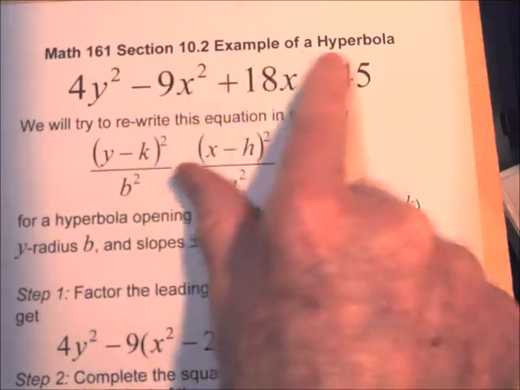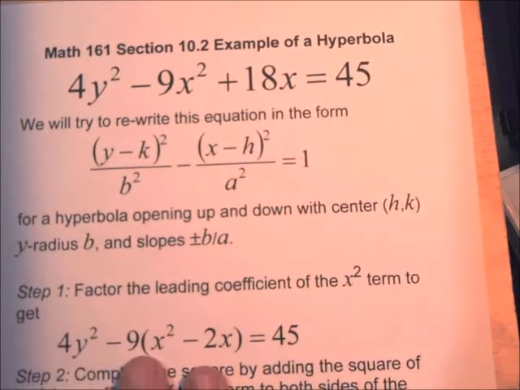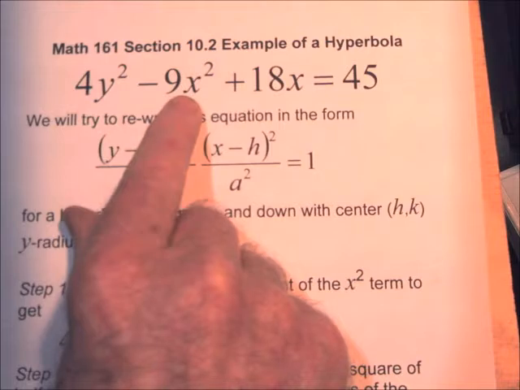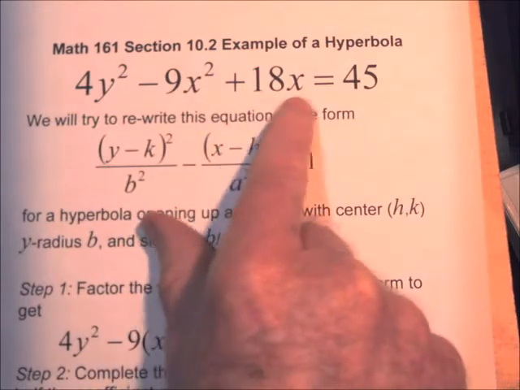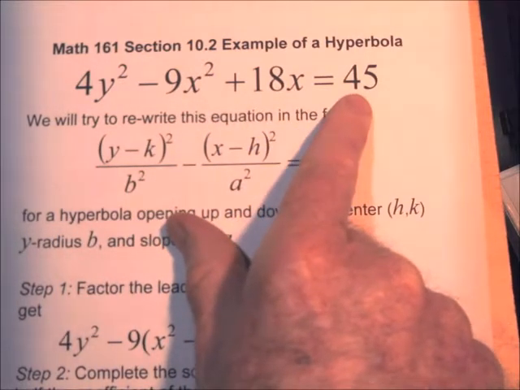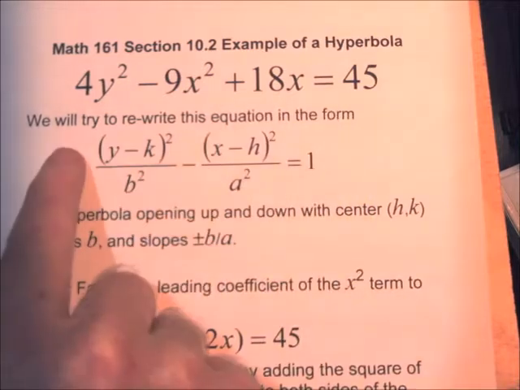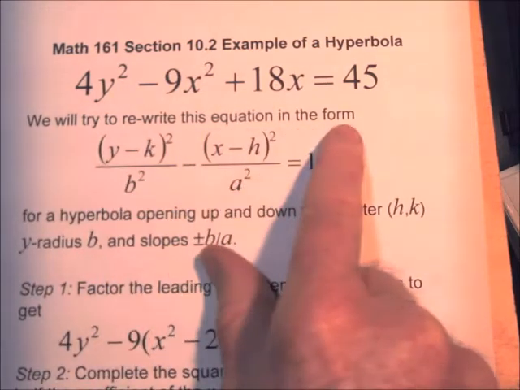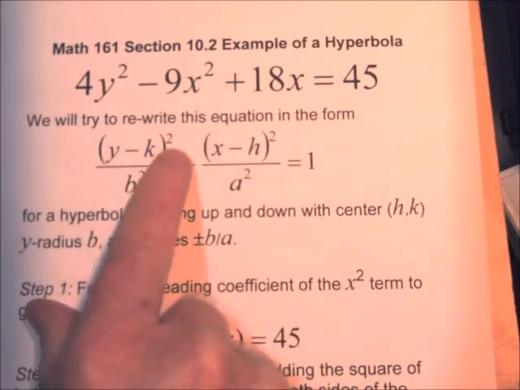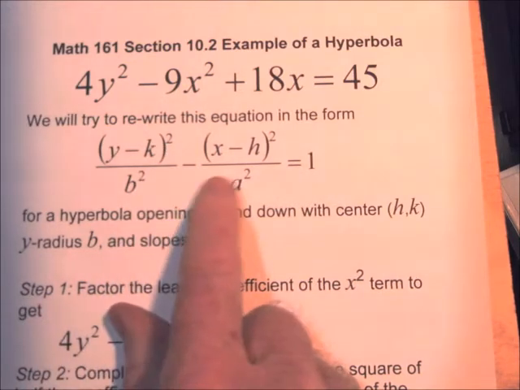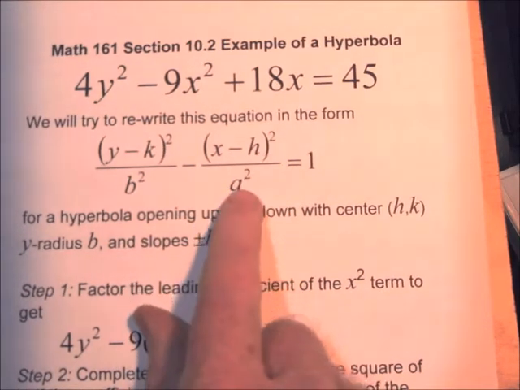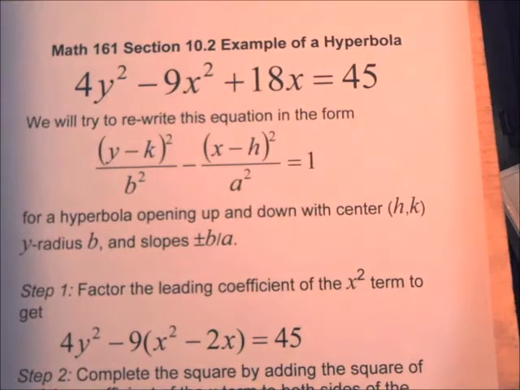Section 10.2, example of a hyperbola. 4y squared minus 9x squared plus 18x equals 45. And we want to try to write this equation in the form y minus k quantity squared over b squared minus x minus h quantity squared over a squared equals 1 in order to identify the features of the graph.